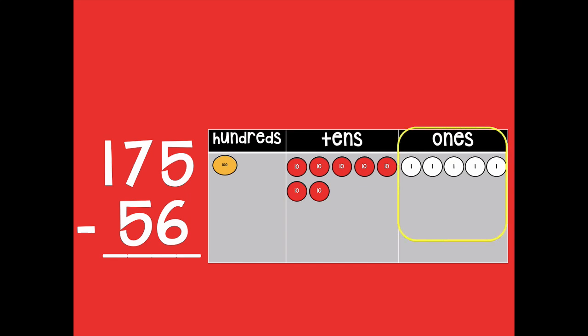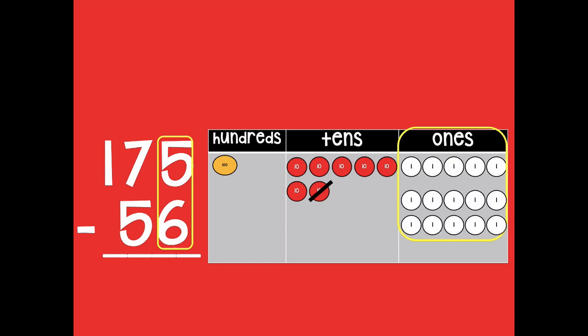All right, so let's start in the ones place. So as we're looking here in the ones place, I have 5 ones, but I need to subtract 6. So I don't have enough to be able to do that. So see, look at that spinning 10 right there. I'm going to take that 10, cross it off, and unbundle it or decompose it into 10 ones. Now let's model what we just did on our vertical form.